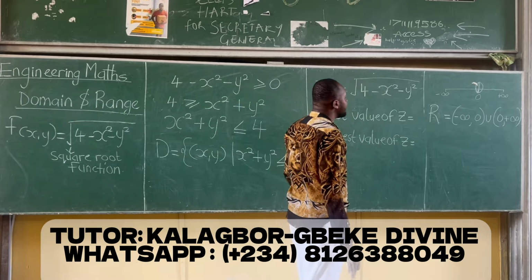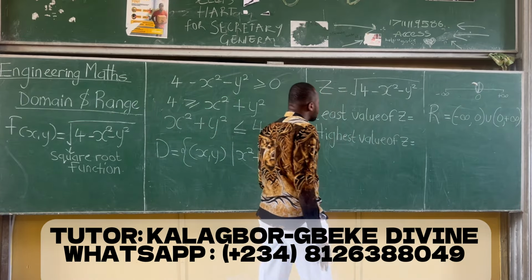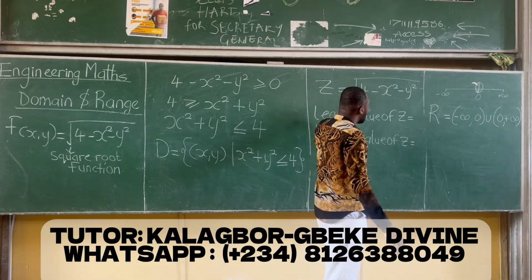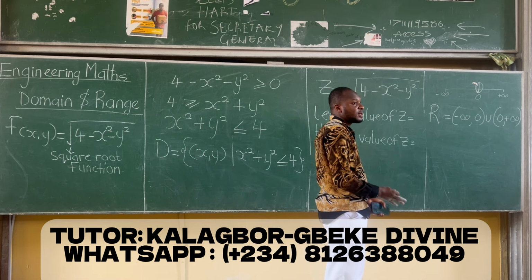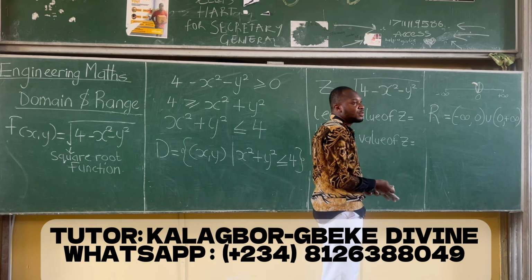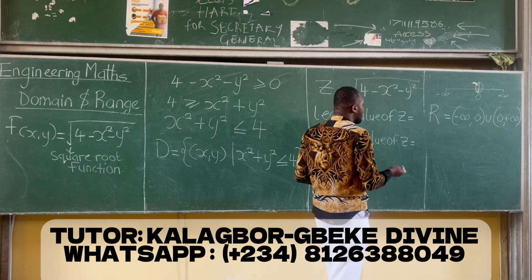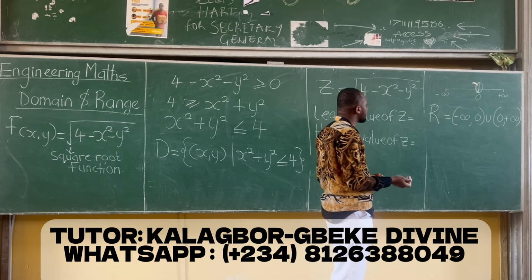Now, for the least value of z, we say that for a square root function, it can be 0 or higher than 0. That means the starting point will be 0, and 0 is the smallest number, right? So the least value of z will be 0.